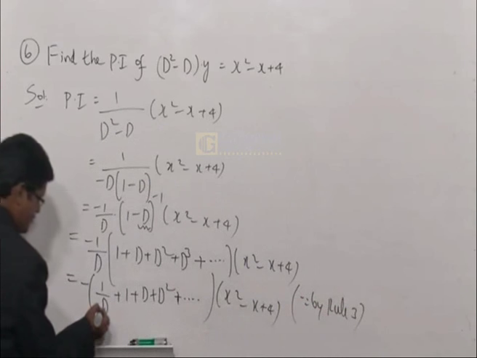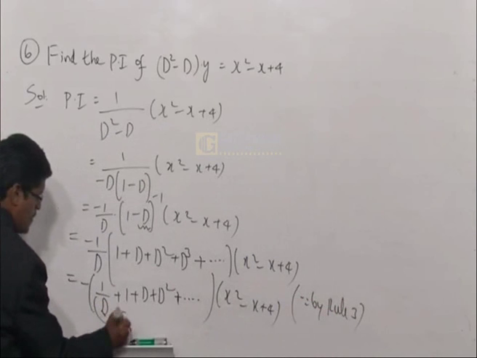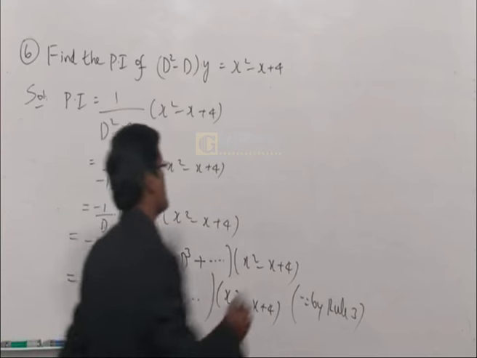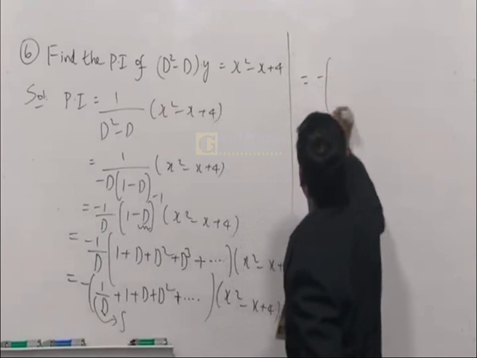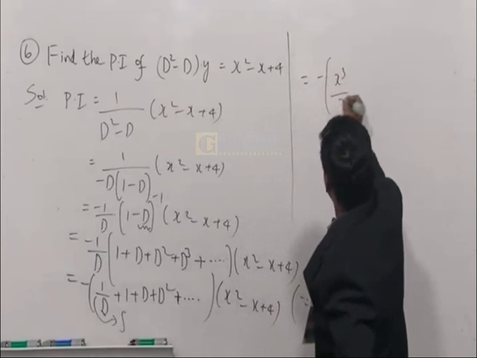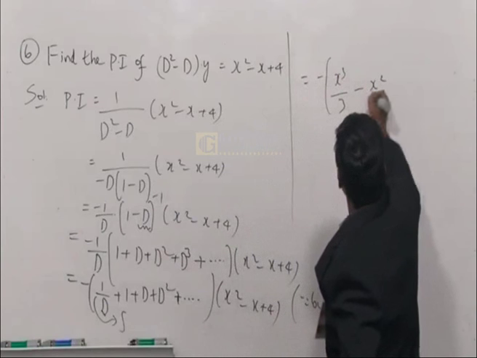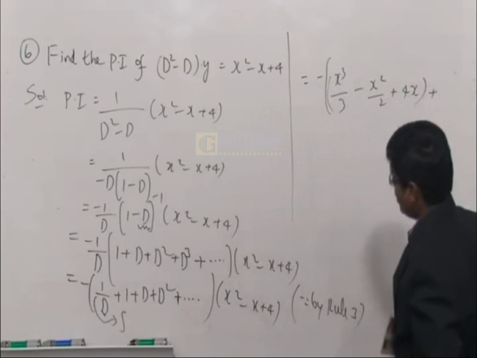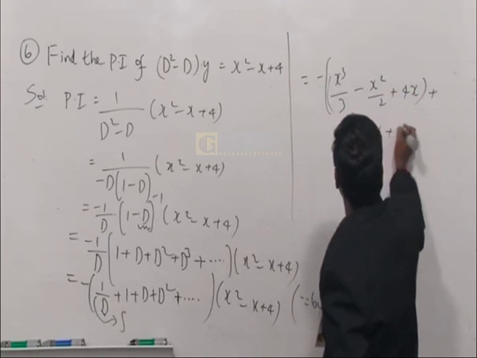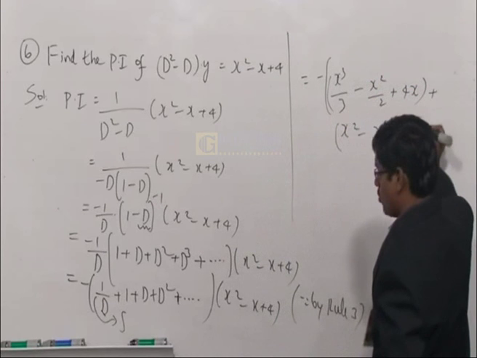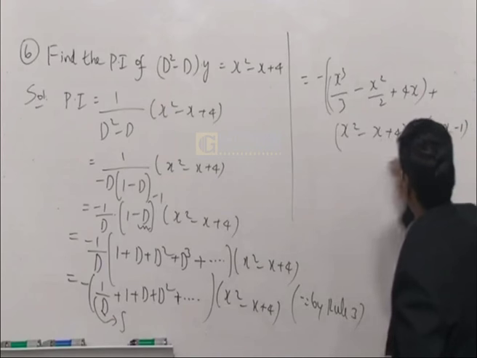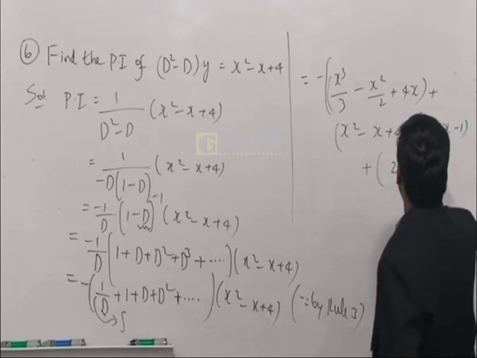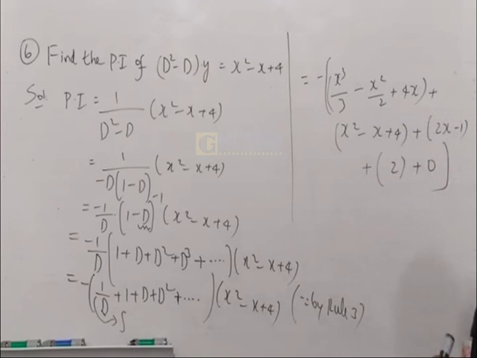Now what does 1 over D stand for? This is nothing but integration. 1 over D stands for integrating each term of x square minus x plus 4. So this simplifies to minus of integration of x square, x cube by 3, minus x, integration of x square by 2, plus 4, integration of constant into x. Next, plus 1 into that term, that is x square minus x plus 4, plus the derivative of this term, 2x minus 1, plus D square, the second derivative of x square minus x plus 4, which gives 2, and the higher derivatives become 0. Later you simplify.